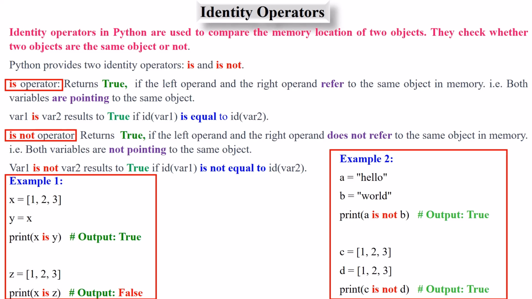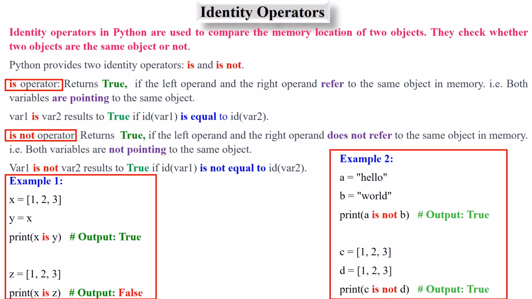In example 2, it assigns the strings hello and world to the variables a and b, respectively. Then, it checks if a is not the same object as b using the is not operator. Since a and b are different string objects, the expression a is not b evaluates to true.